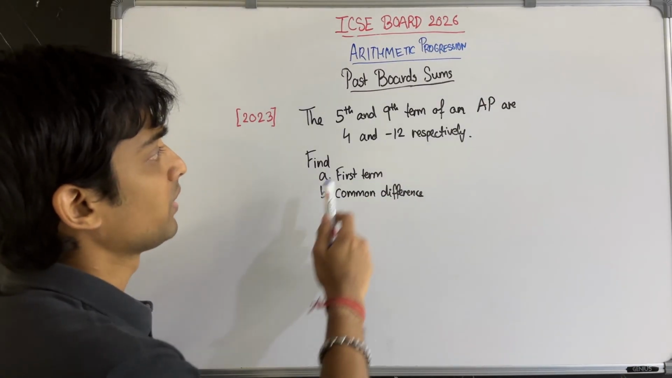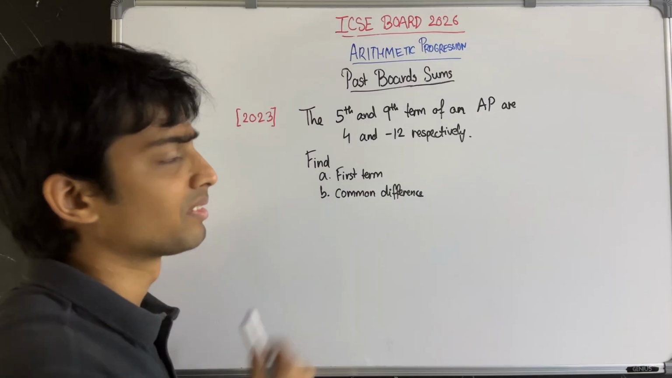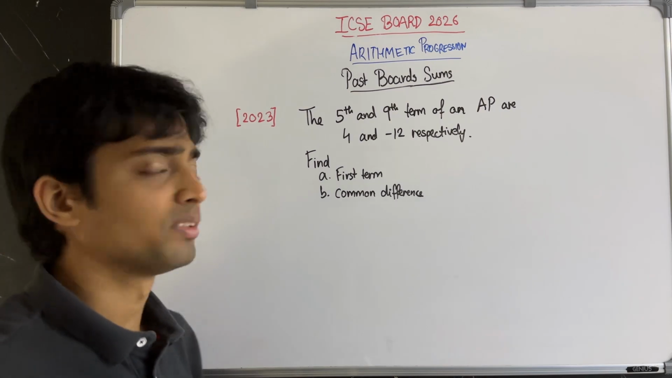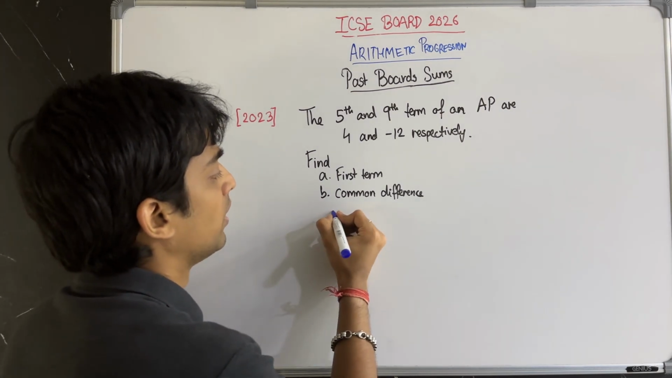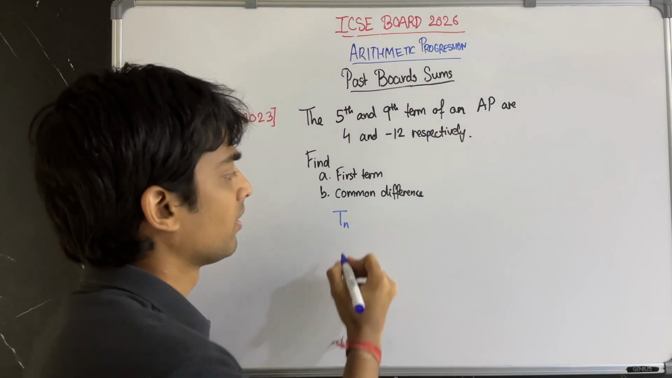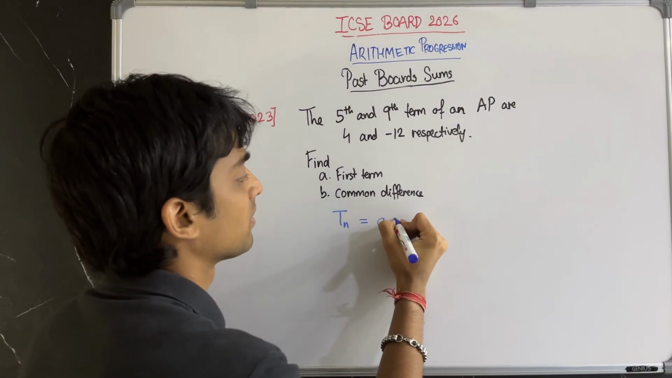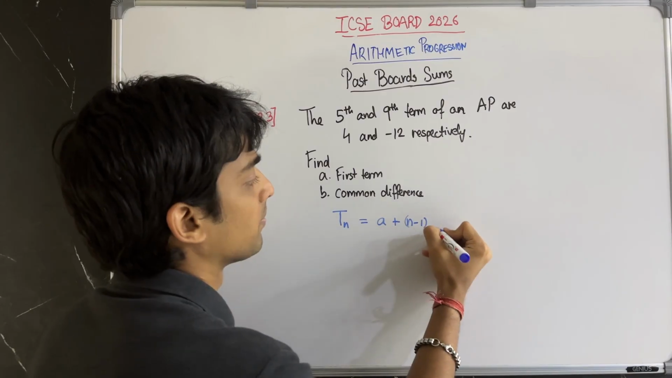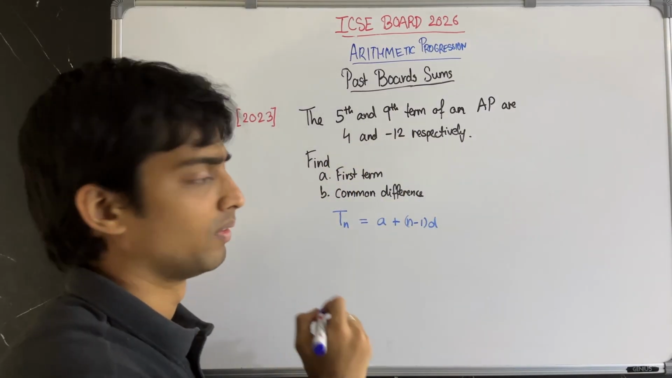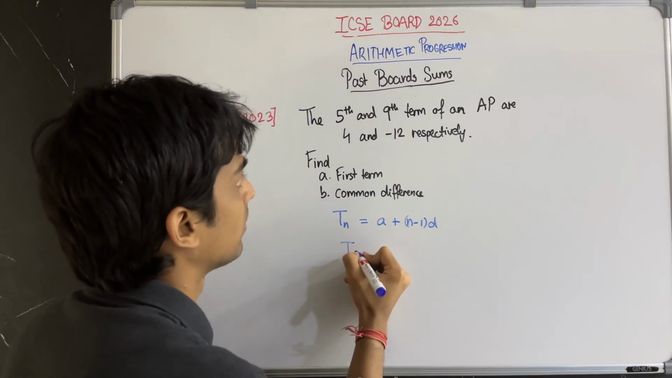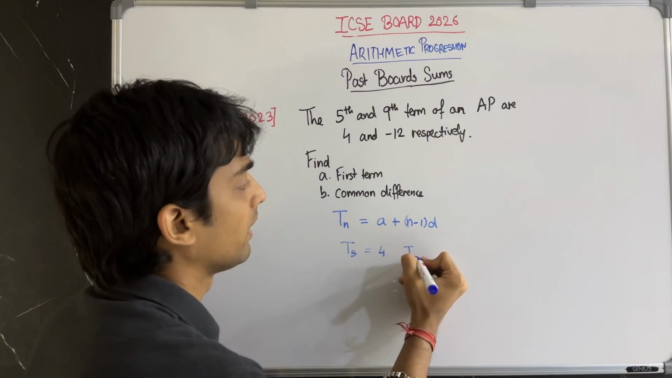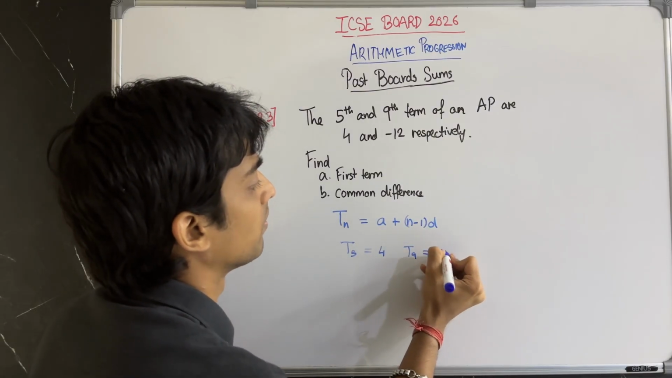2023 question: the fifth and ninth term of an AP are 4 and minus 12 respectively. Find the first term and common difference. First, what we'll do, we'll use the Tn formula, the nth term formula. Any general nth term is equal to a plus (n minus 1)d. We have been given fifth term is 4, ninth term is minus 12. So we'll write T5, which means fifth term, is equal to 4 and T9 is equal to minus 12.